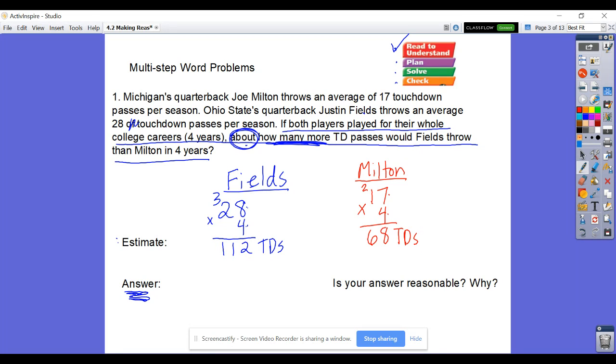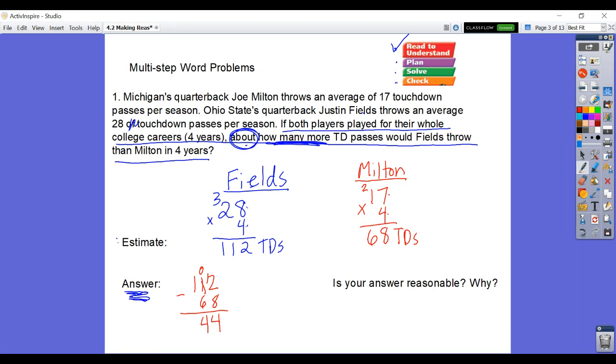And then, though, I haven't yet fully answered the question, right? Because it said how many more. So my final step is going to be, what do I need to do now? I finally need to do 112 minus the 68, 112 that Fields threw minus the 68 that Milton threw to find the difference. So let me do some multi-digit subtraction.